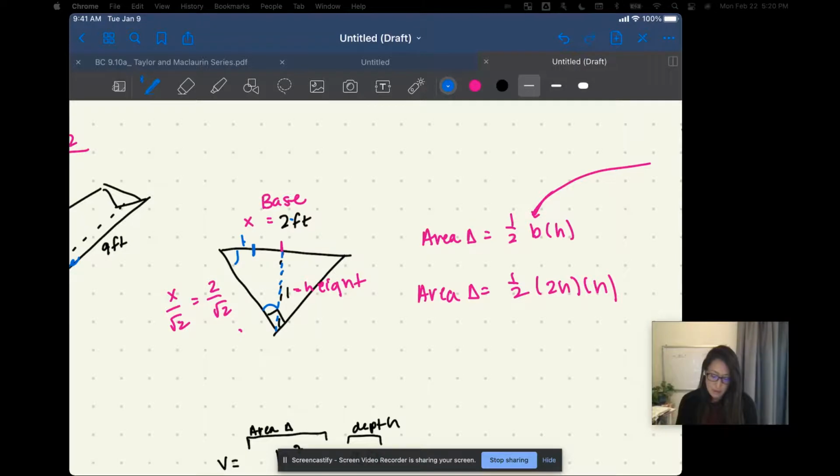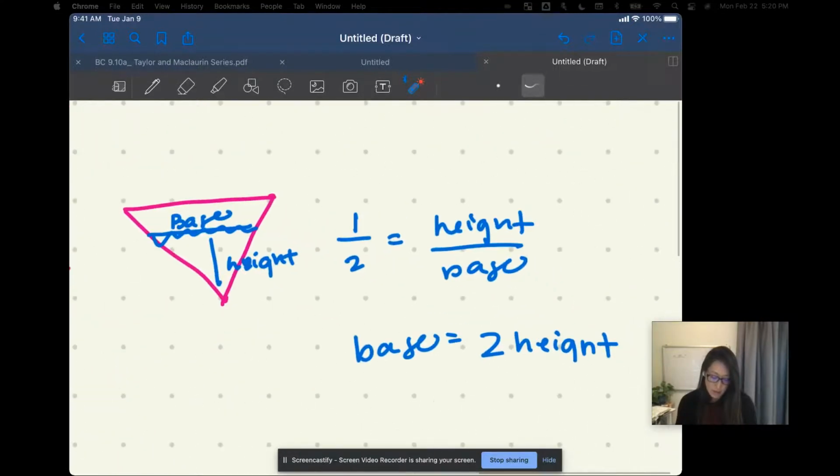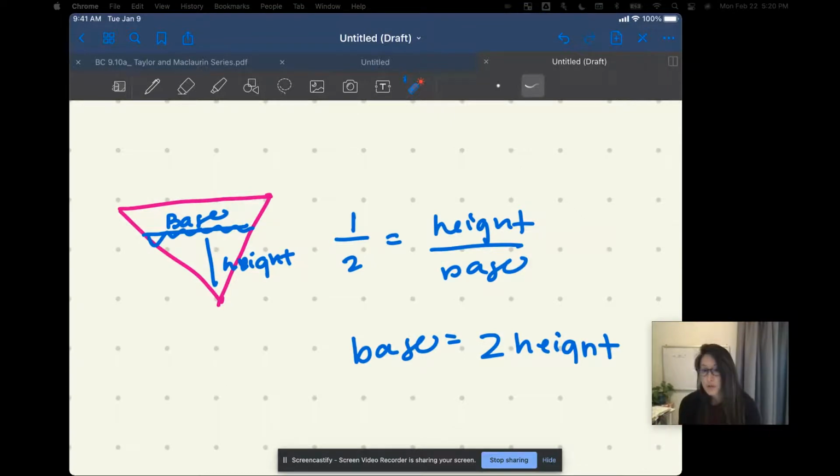So what I did was, I realized I have a problem with my area equation because I have too many variables. So I'm going to swap out the base's measurement, and so I have another triangle. I set up a proportion because as the water drops, the base and the height are proportional to each other. As the water drops, the height will stay proportional with the base.